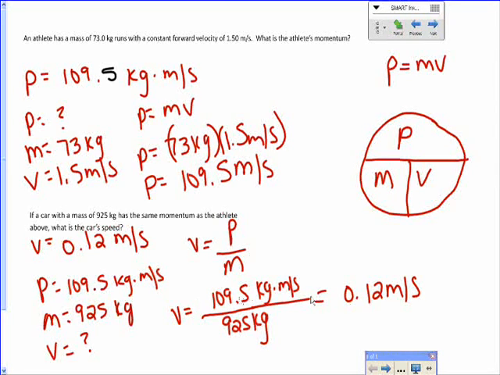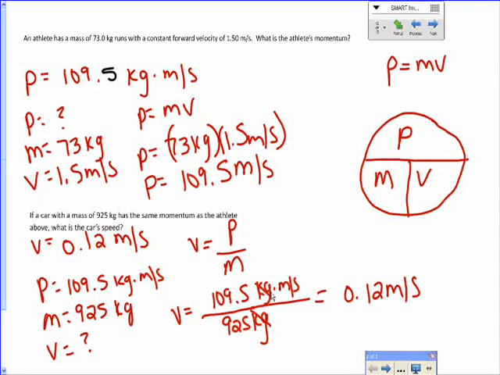And if you're curious how the units cancel out, just so you can see it, these kilograms cancel out. That's why the velocity then equals meters per second. But you don't have to know how to do that. Just always remember velocity is going to be meters per second, momentum will be kilograms times meters per second, and our mass will be kilograms.